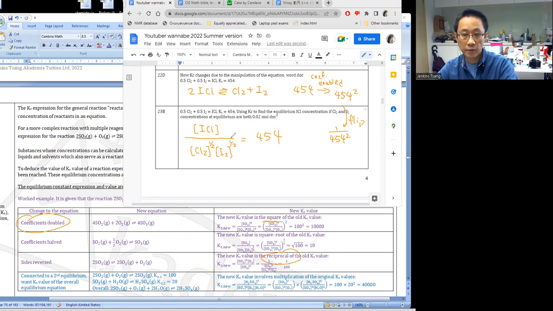And they're asking for the equilibrium ICl concentration. So if you just rearrange this, the 454 times, well, power half is the same as the square root. So root something times root something is just the number inside the root itself. So choice B is the correct answer.